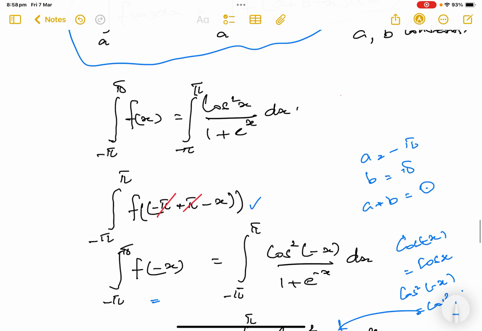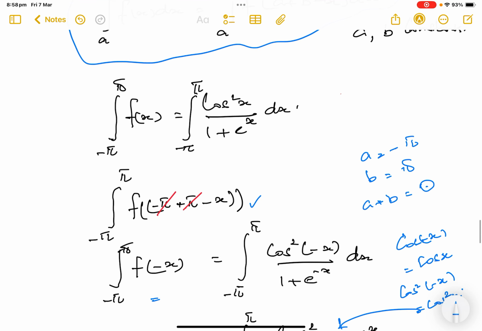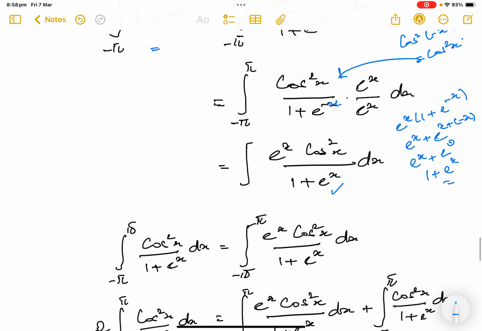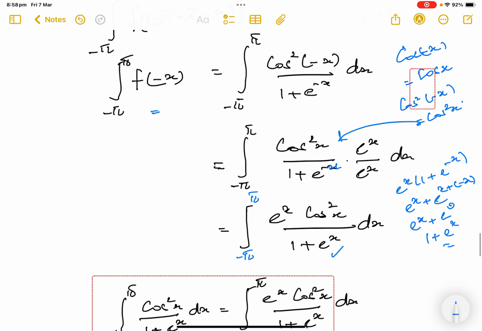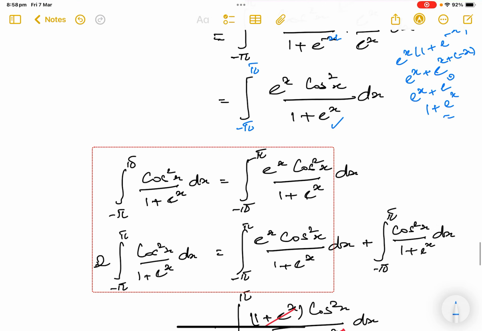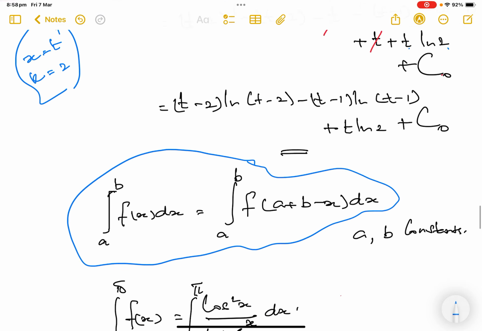So the integral of cos squared x over 1 plus e to the power x, with limits minus pi and pi, is the same. That's for these particular limits. If the limits are different, it's different. Only the formula given is the integral of f(x) with limits a to b equals the integral of f(a plus b minus x). Okay, that's done. What else?